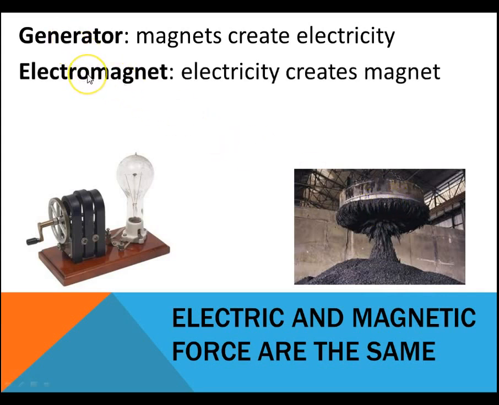The generator and electromagnet are kind of the same thing. The generator on the left is a magnet that creates electricity. This thing on the right, an electromagnet, is electricity that creates a magnet. They are the same thing. We're going to talk about that more in just a minute, but just remember, a generator makes electricity from the movement of a magnet, and an electromagnet is made by electricity. Same idea, we'll go into that more later.